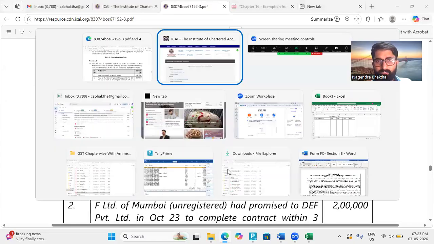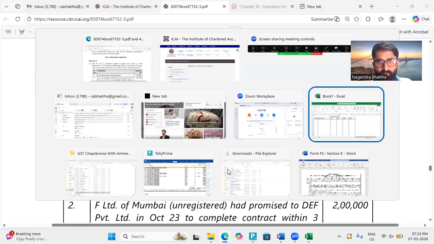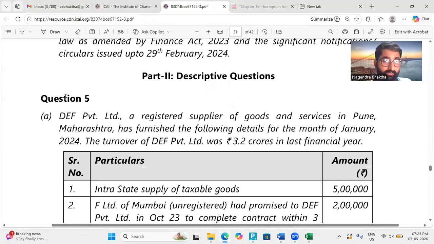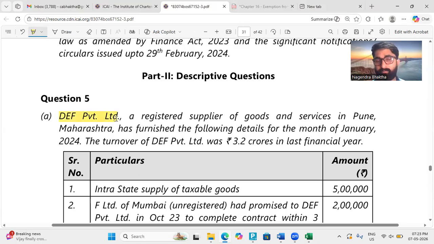You remember we did discuss that. What is the first thing that we need to do? As I told you, firstly, read the first three, four lines of the question paper. So, first question, DEF Private Limited. Remember, it is private limited. What is the use of private limited? RCM purpose. This is very, very important. So, first thing is that it is private limited.